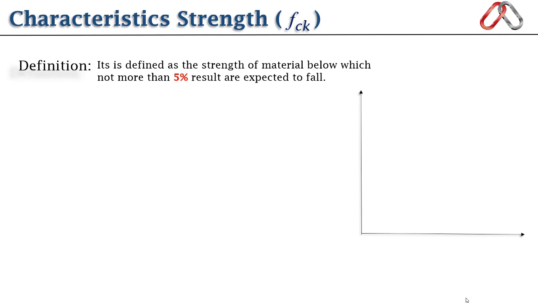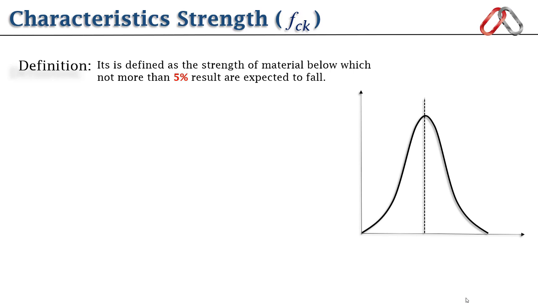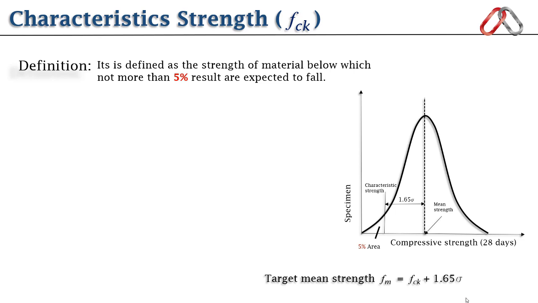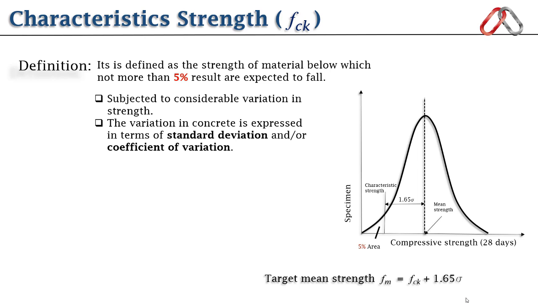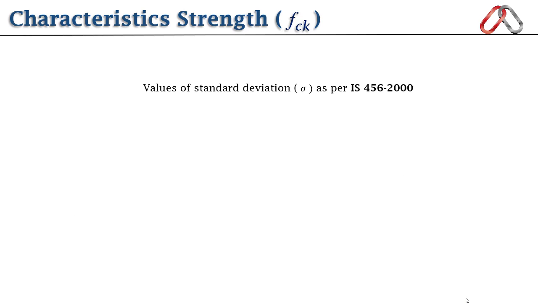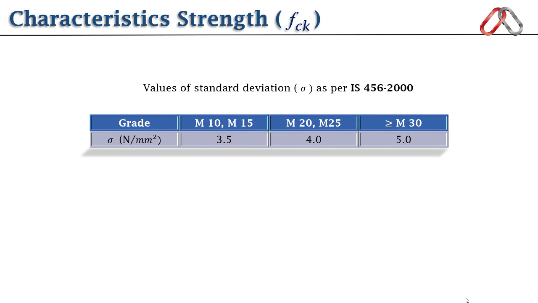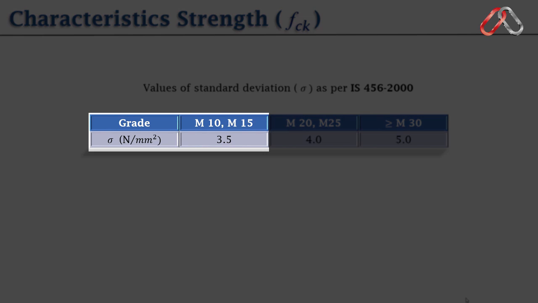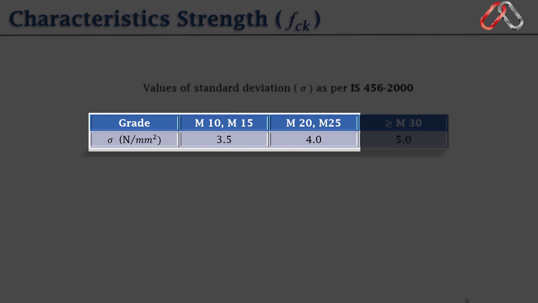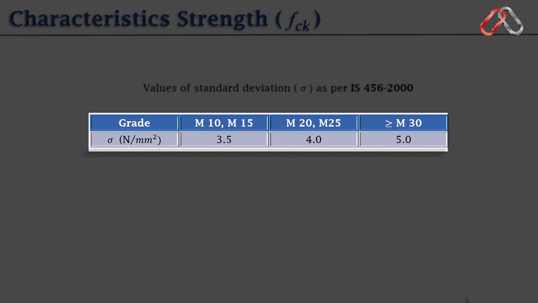If we draw a graph between number of specimens and characteristic strength, it has been found that this criterion is satisfied if the target mean strength, we can say Fm, is equal to Fck plus 1.65 sigma. As you know, concrete shows some variation in strength, and this variation is shown in the form of standard deviation or coefficient of variation. Coefficient of variation is the ratio of standard deviation to mean strength. The value of standard deviation is given by IS 456. According to grade of concrete, the standard deviation value for M10 and M15 grade of concrete is 3.5, for M20 to M25 is 4, and for M30 and greater is 5.